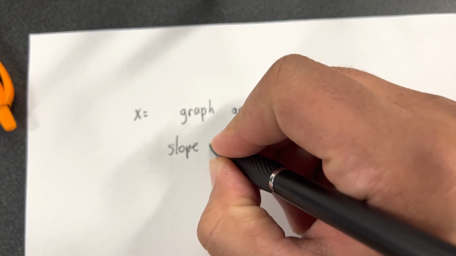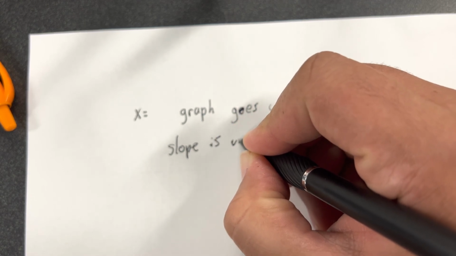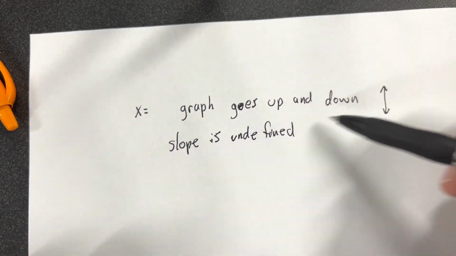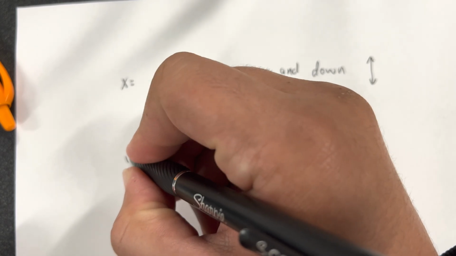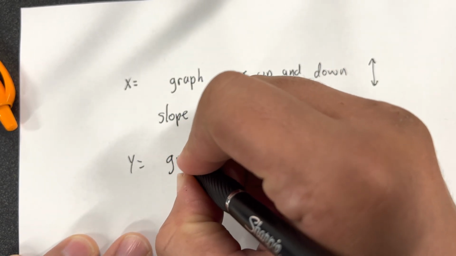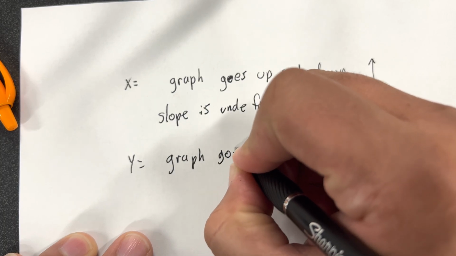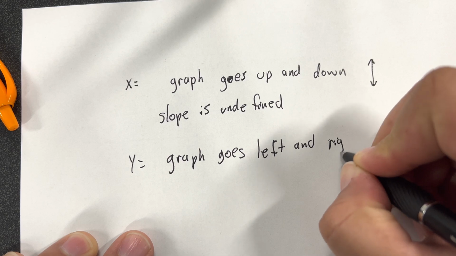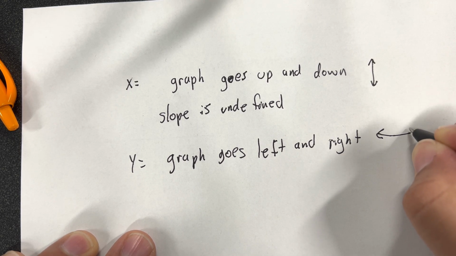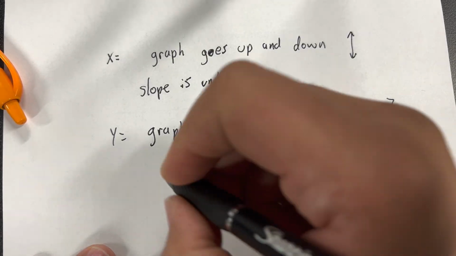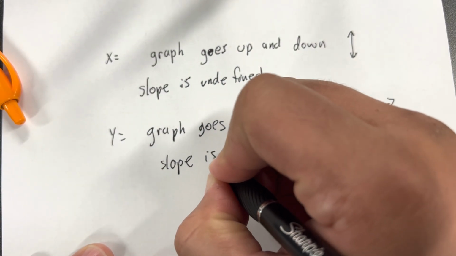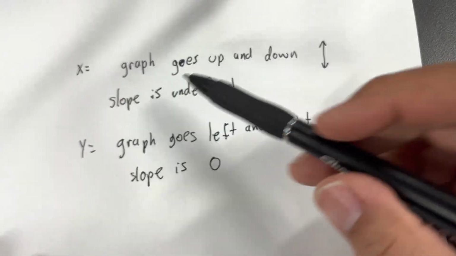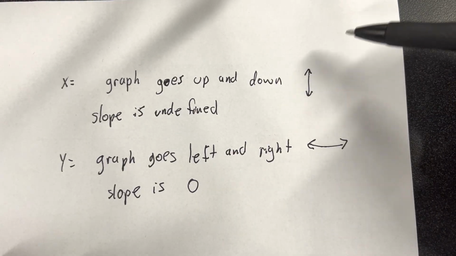Another little note is the slope is undefined. We don't really need this today, but the slope is undefined when you see a graph going up and down. We have a y equals. The graph goes left and right. So these are just perfect straight lines. The slope is 0. We don't really need to know the slope stuff. You just need to know there's an x equals and a y equals, okay?